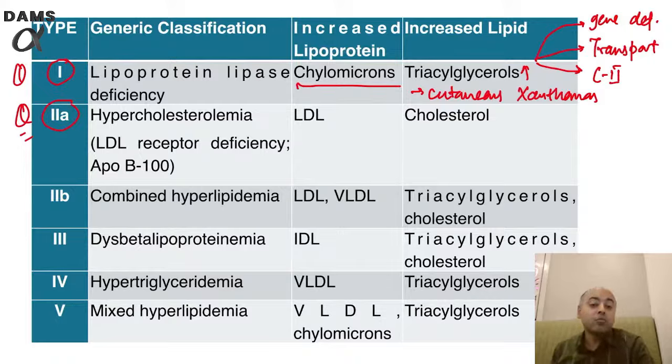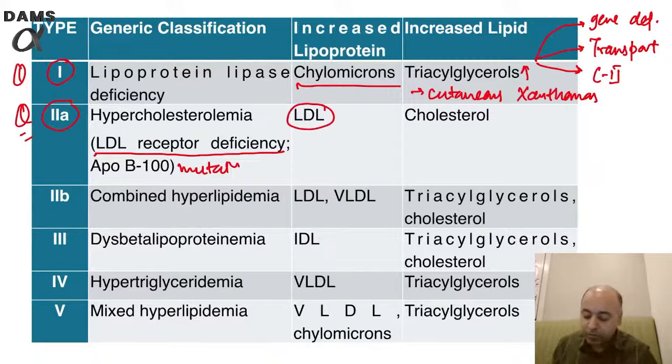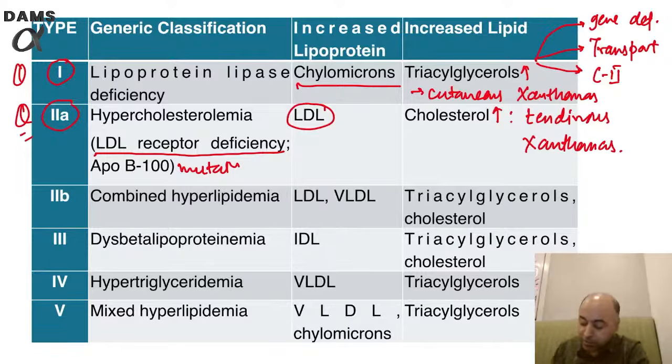The second case, type 2A hypercholesterolemia, or the familial hypercholesterolemia or the primary hypercholesterolemia, can again be due to two reasons. Either the LDL receptor deficiency is there or there is a mutation in the ApoB100. In both the cases, LDL cannot be taken up, cholesterol levels will be high, and what you get to see is the tendinous xanthoma. So if it mentions xanthoma on the Achilles tendon, if it is mentioning the tendons where the deposition is happening, then you know we are talking about the hypercholesterolemia.